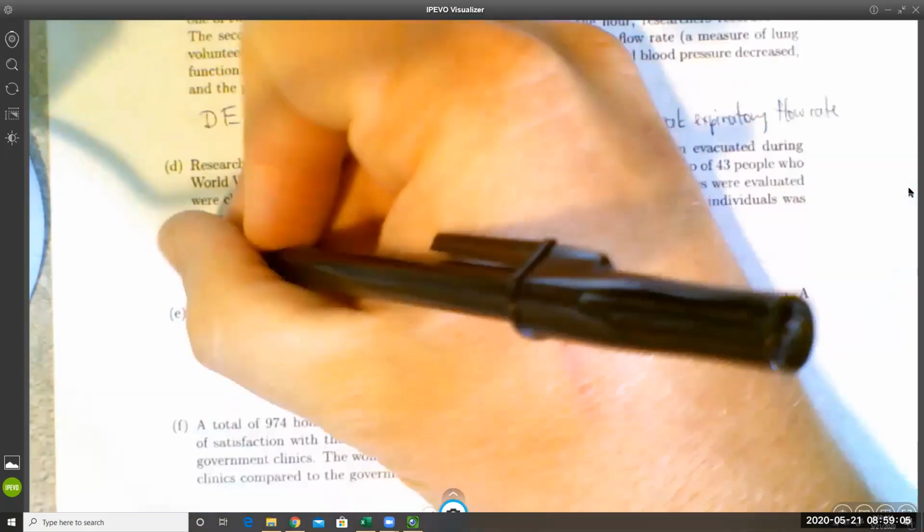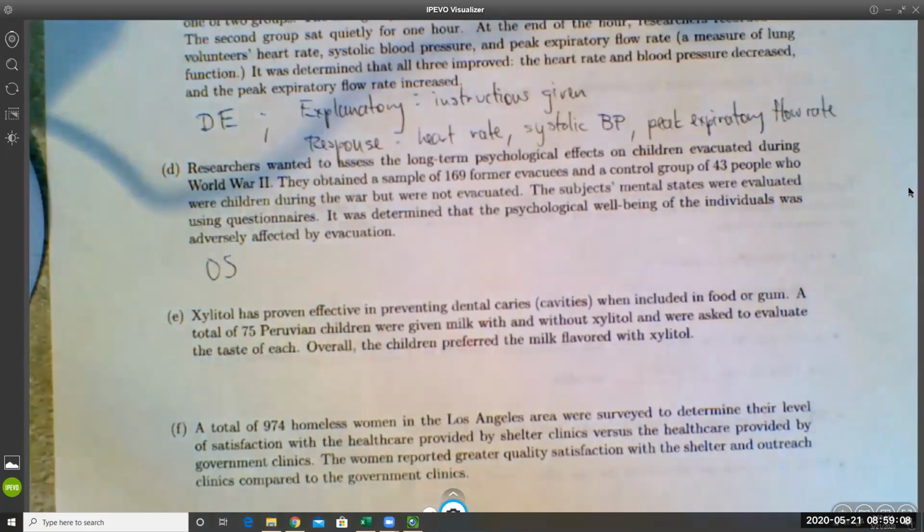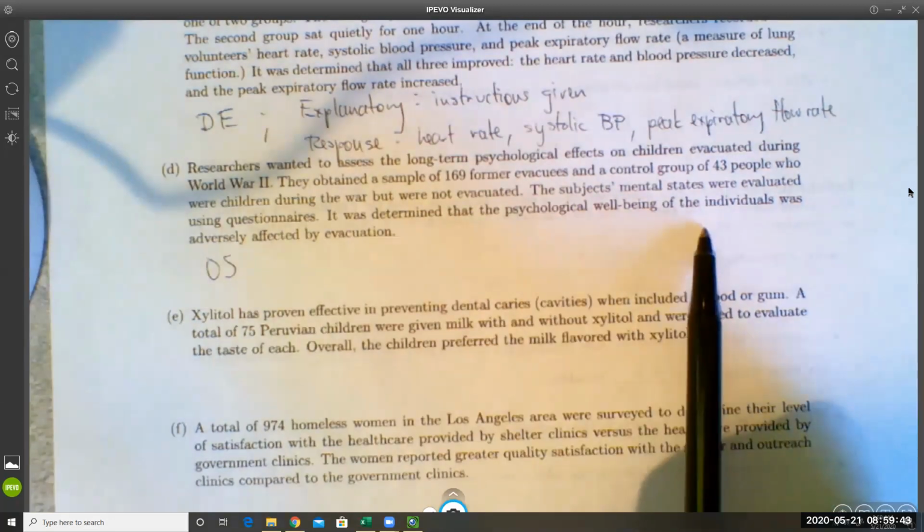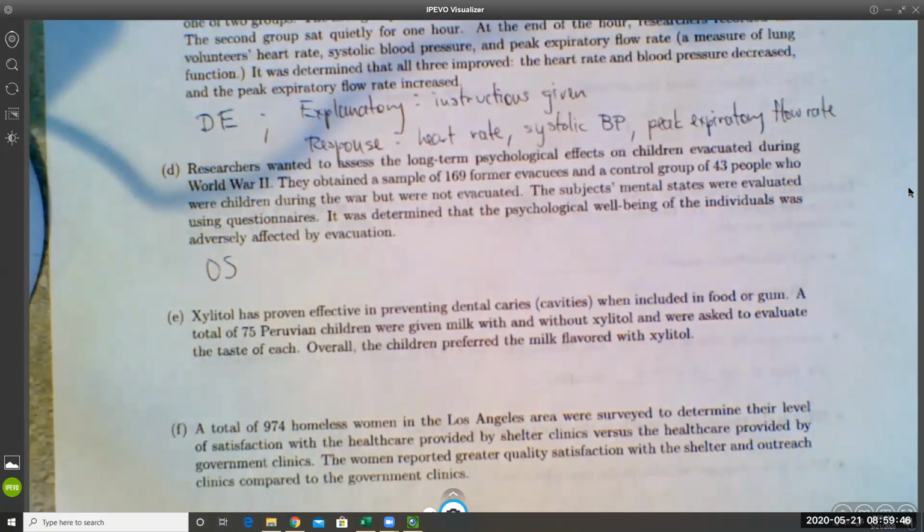Okay, observational study. In order for this to be a designed experiment, the researchers would have had to have created World War II. Let's hope that they didn't create World War II just to see if being evacuated has a negative impact on your mental health, right? No, they didn't create World War II. They're just observing these people who lived through the war, and they were looking at some people who were evacuated from their homes and some people who were not evacuated from their homes. And what they found out, kind of surprisingly, is that the individuals that were evacuated were adversely affected by evacuation.